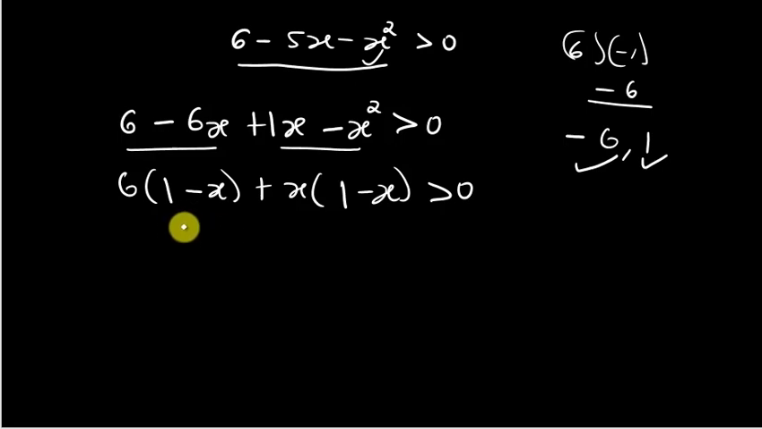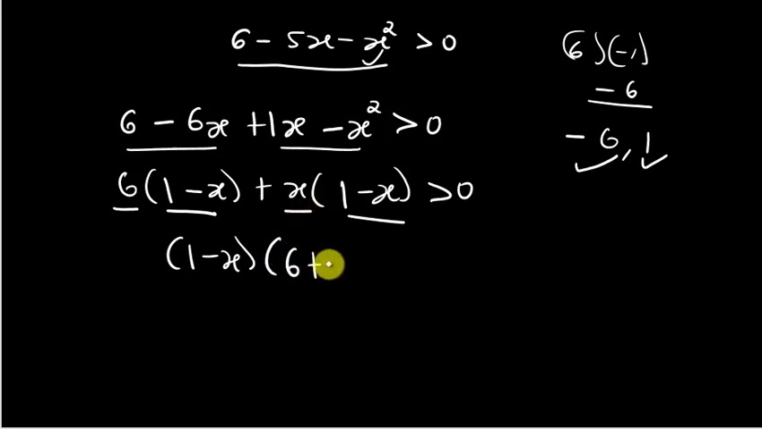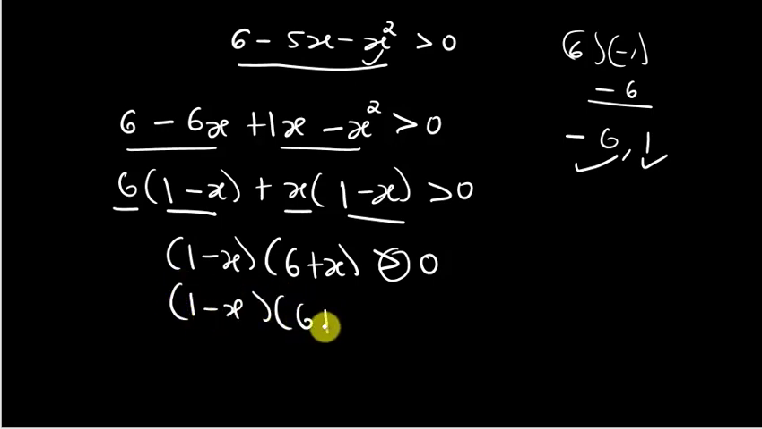So the next thing you do is, yes, 1 minus x is common. So this is going to give us 1 minus x in one bracket, and then the ones outside, that is 6 plus x, in another bracket, and this is greater than 0. We are solving for the values, so let's change this to an equal sign. So we are going to have 1 minus x in one bracket, 6 plus x in another bracket, being equal to 0.